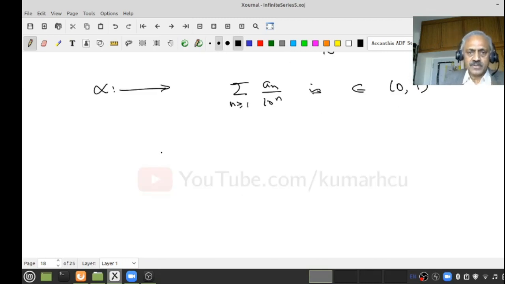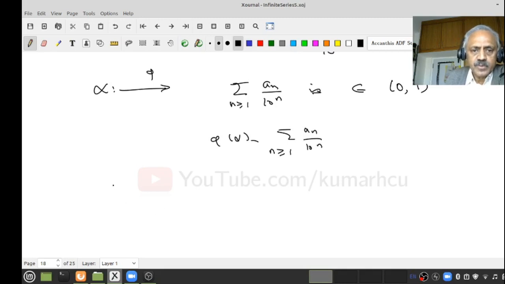Okay, next I claim that it's also 1, 1. So call this phi of alpha, the decimal expansion summation a n by 10 to the power n, n greater than or equal to 1, right? Therefore, the next claim is that phi is 1, 1.